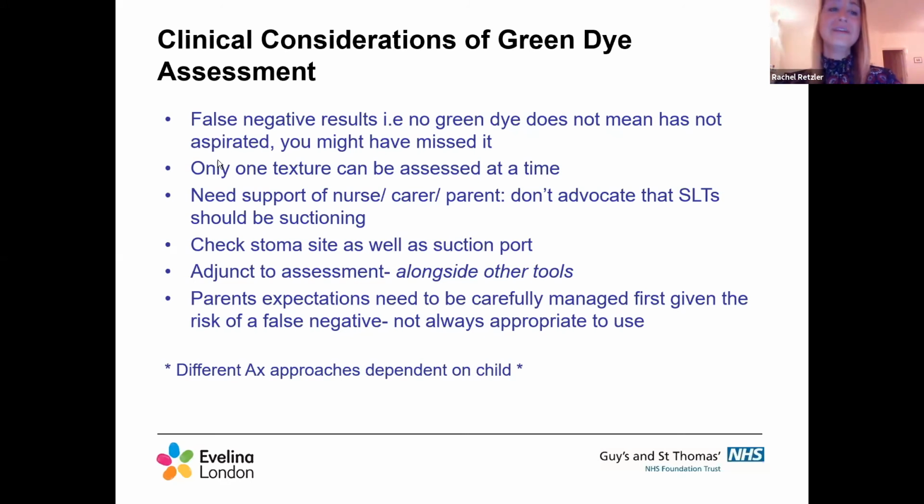And really, we have to manage those parent expectations. You want to make sure that the family's on board with the possibility that even if you do this assessment, you don't see green dye, it doesn't necessarily mean aspiration isn't present. So it needs to be carefully managed, and given the risk of the false negative, and keeping all of these limitations in mind, it's not always appropriate. But it's something to keep in mind that different assessment approaches are dependent on the child and their individual situation.